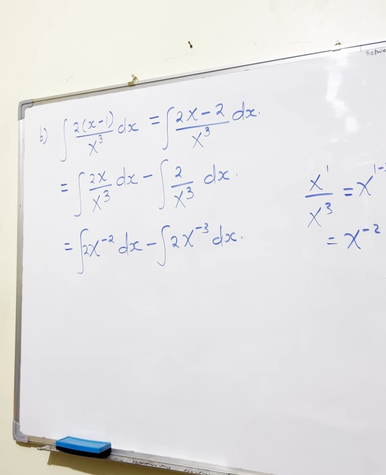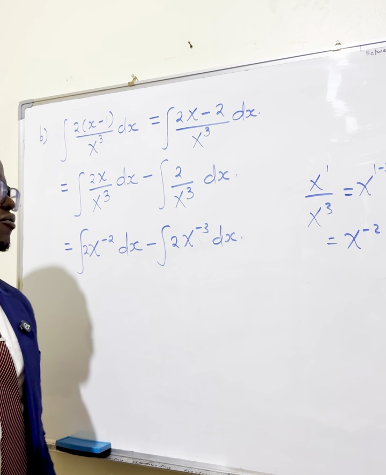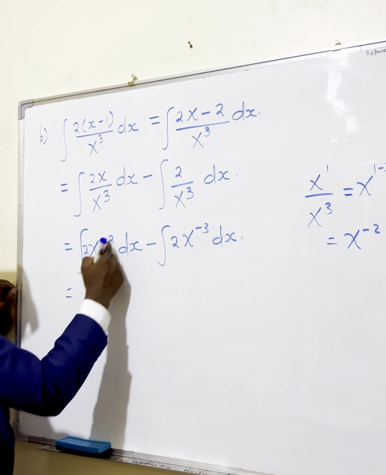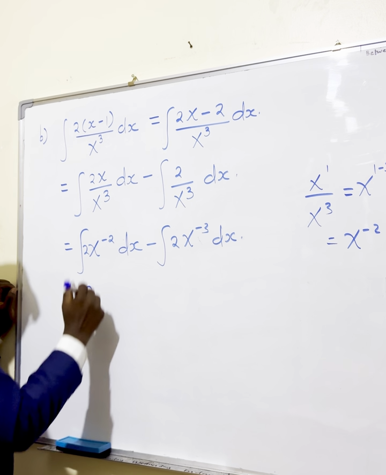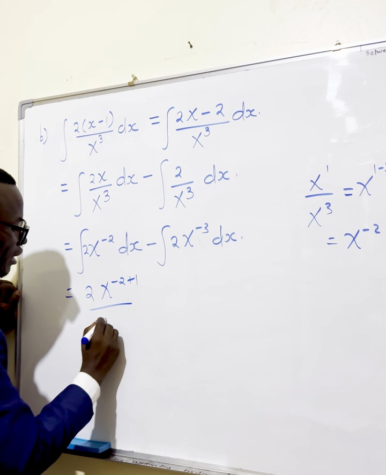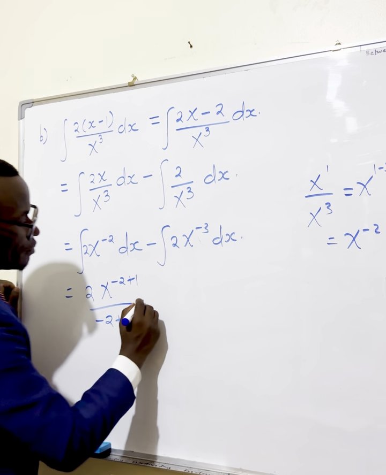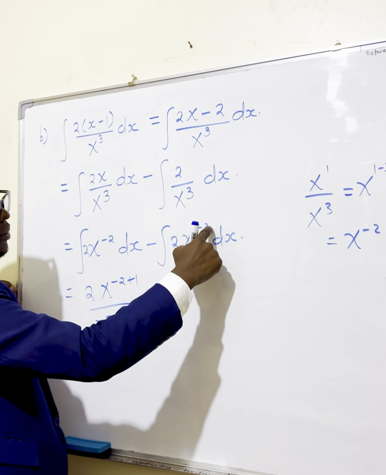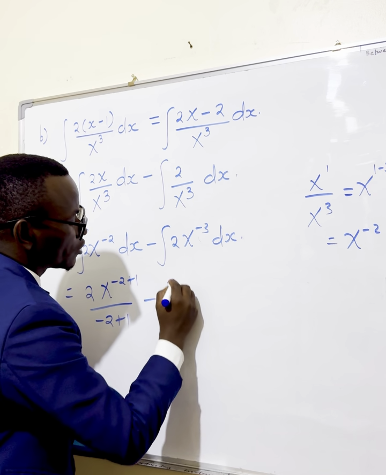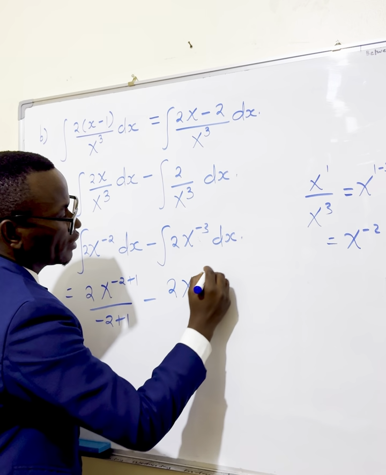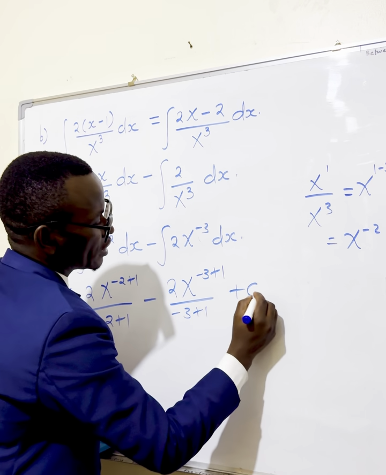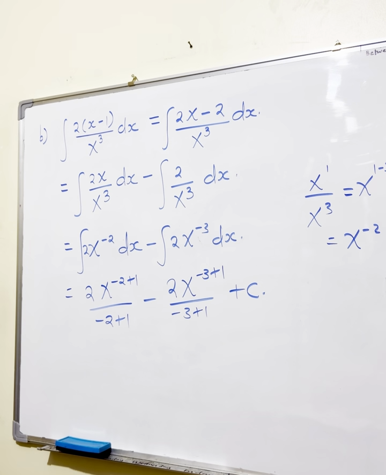Now, after doing that, I'm going to use the power rule. So, we are going to say that this is 2. We increase the power on x by 1. So, that is x power negative 2 plus 1, then out of negative 2 plus 1. Then minus, we are also going to increase the power on x by 1. And we divide by that new power. So, that is 2x to the negative 3 plus 1 out of negative 3 plus 1. Don't forget the constant of integration.